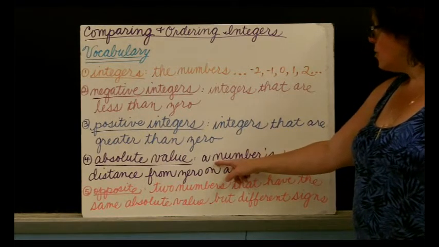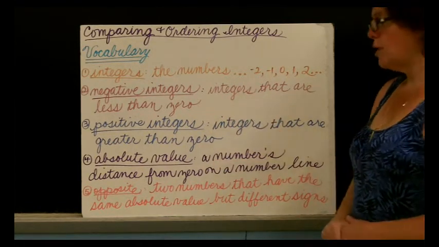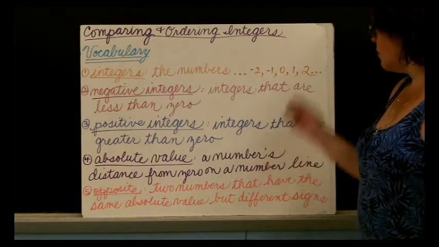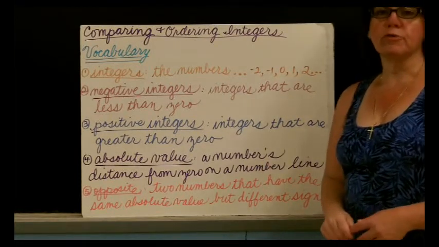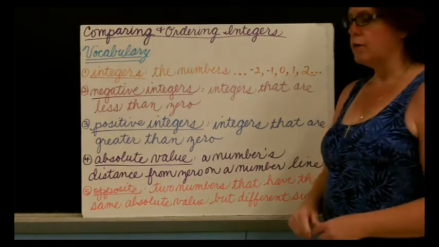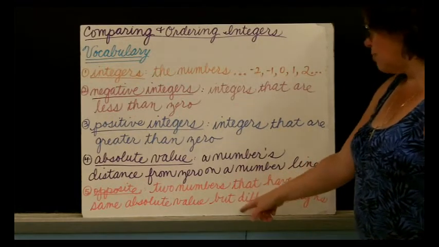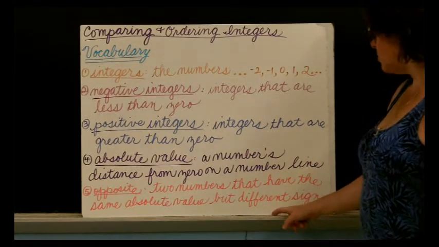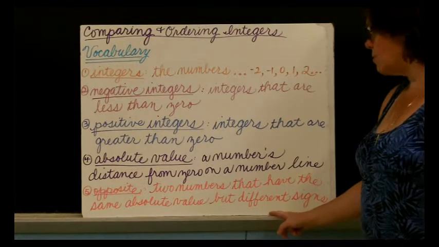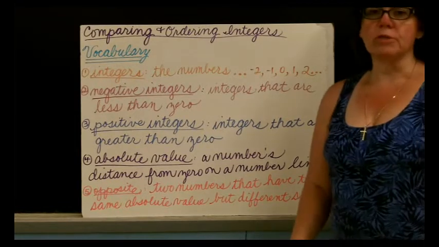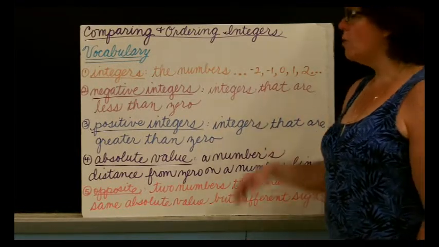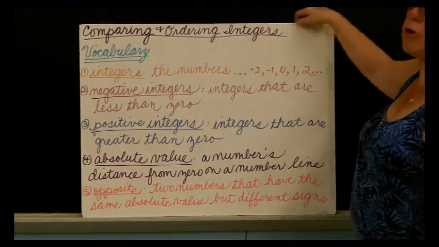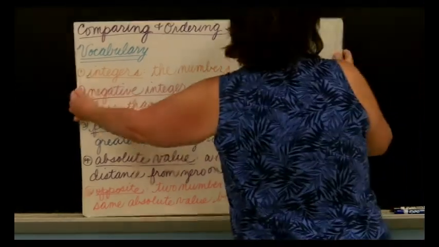Absolute value, I don't know if this is something that's new to you or not. The absolute value is a number's distance from 0 on a number line. And the word opposite means numbers are opposite when they have the same absolute value but different signs. And we will go over these terms as we work through our 3 examples.